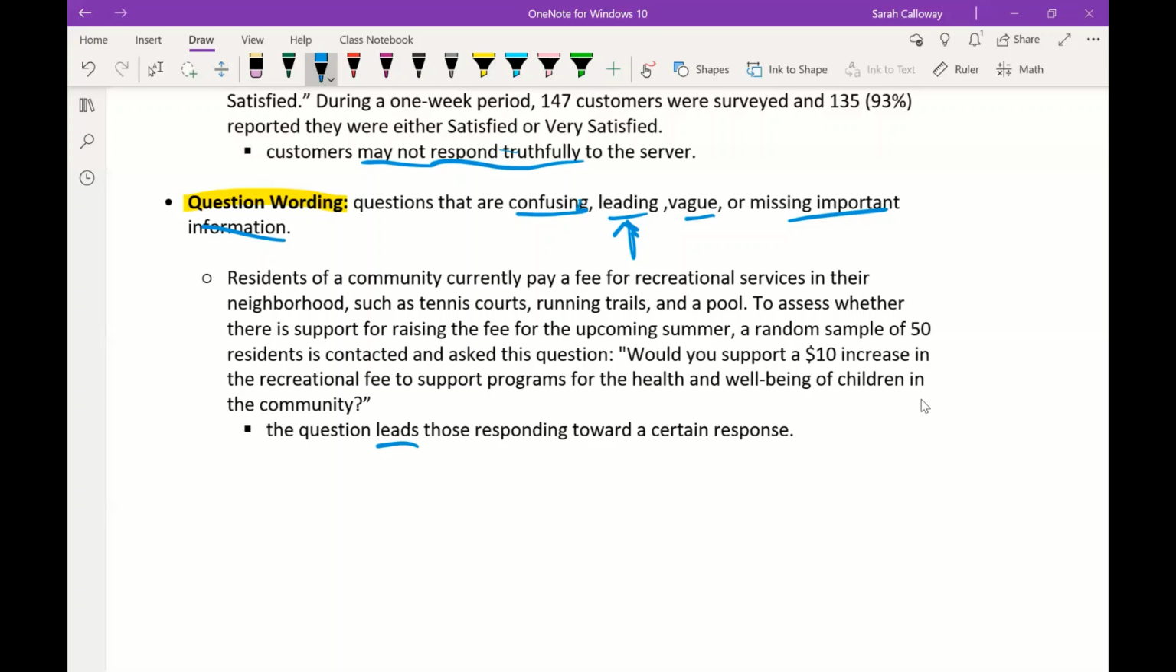And so this is leading because they're kind of appealing to you and being like, you don't care about children if you don't want this fee increase, right? And so they're leading you to get a positive response for this question by including that in their question. So the last thing that is important in this is being able to identify whether this is an overestimate or an underestimate of the responses. So because this leads you to a positive response, this will overestimate the positive.